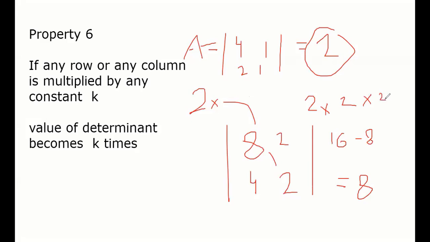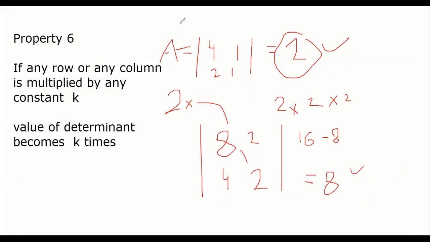So it does not depend on the order. It depends on how many rows or how many columns you multiply. If it is a 4 by 4 determinant and you are doing all four rows, then it is into 2 each time. Okay, everybody? So original value was 2, new value is 8. Now I'm going to ask you 2 questions. Everybody will answer. Write this property and then tell me.